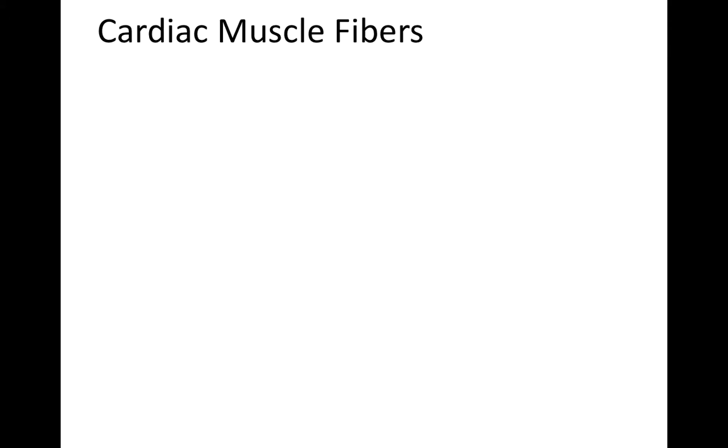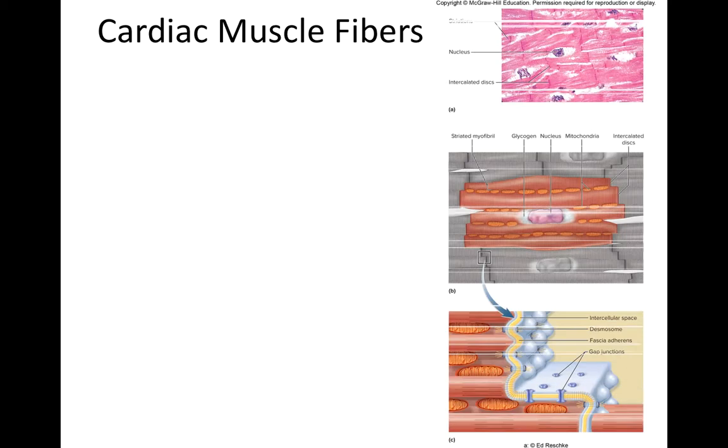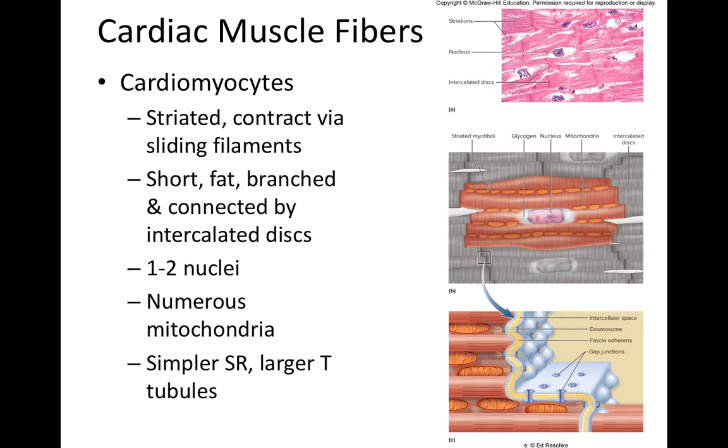So the first thing we need to do is talk about cardiac muscle. You know that this is one of our three types of muscle, and you should remember that it is striated in appearance, but it is involuntary. So it has one characteristic similar to skeletal and one characteristic similar to smooth muscle. Cardiac muscle fibers are also known as cardiomyocytes. They are striated and they contract via sliding filaments in a very similar way to skeletal muscle. That is where the similarities between the two end.